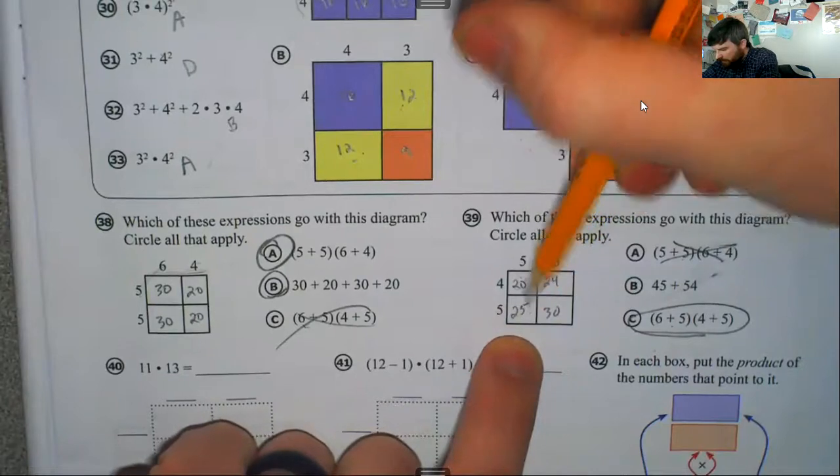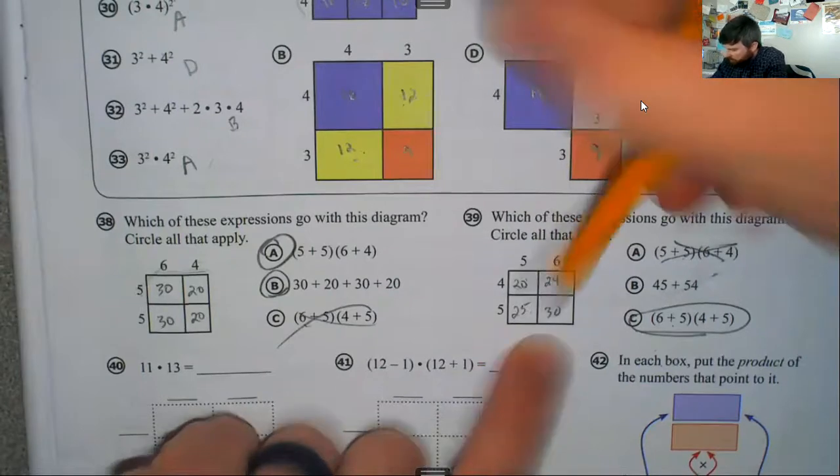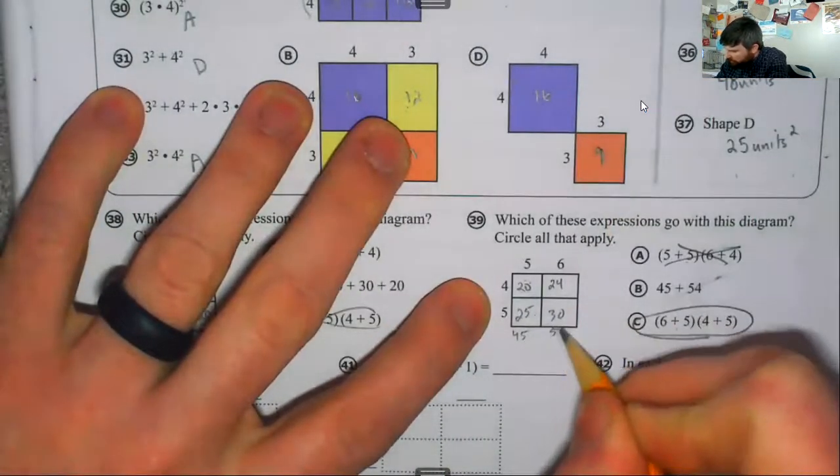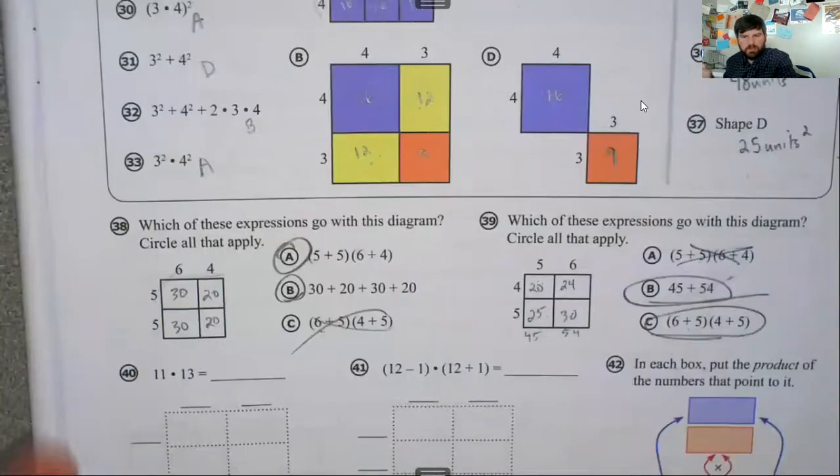There's 45 and 54. Okay, so if I add this way, I get 45. Add this way, that's 54. So that one does work. A little bit tricky on that one.